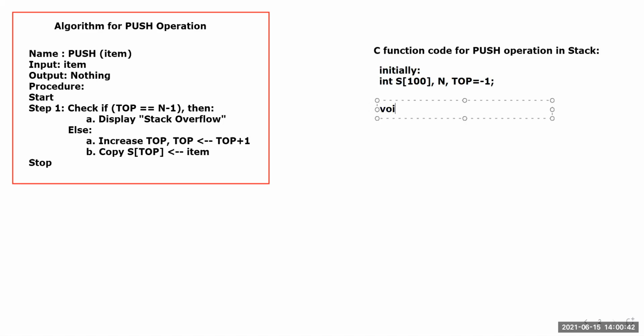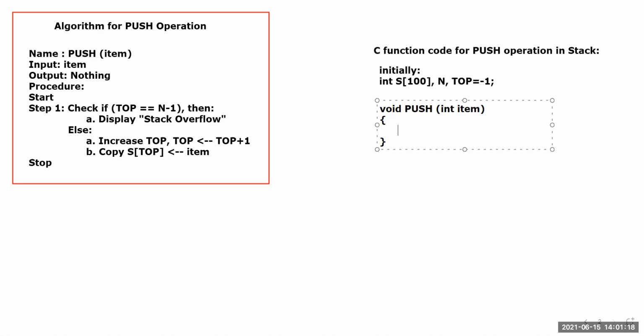Now I'll use the function void push. See why void? Because in the algorithm you can see there is nothing we are giving as output. So there is no output. So our return type will be void. Push is the name of our function. So name of the algorithm is same as name of the function, and what we'll take as input will be int item.